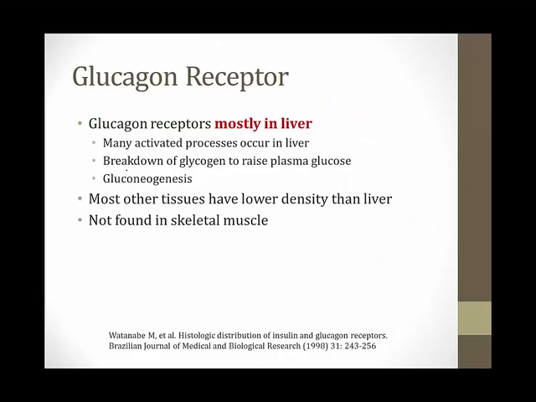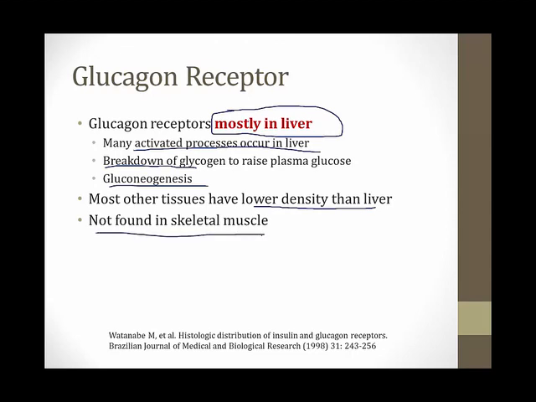Insulin receptors are found all over the body, but glucagon receptors are mostly in the liver. That's the main place where the glucagon hormone exerts its effects. The reason for this is because most of the processes it wants to activate occur in the liver. For example, breakdown of glycogen to supply glucose into the plasma and gluconeogenesis. Most tissues other than the liver have a low density of glucagon receptors, and you don't find any in skeletal muscle, and this is the reason that glucagon doesn't exert an effect on skeletal muscle.